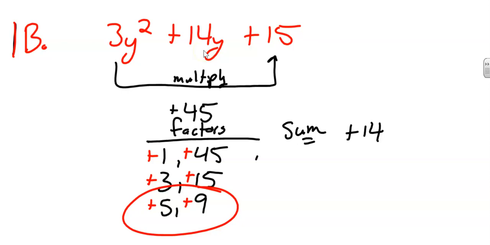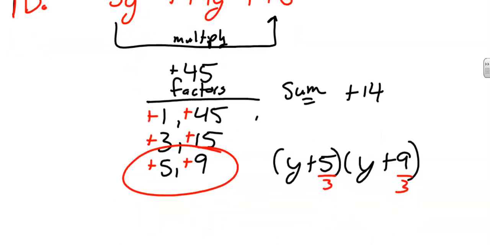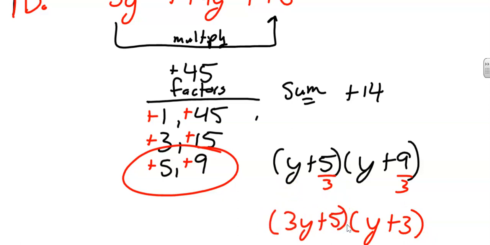But for what we're going to do, we're going to go bottoms up on this thing. We're going to do y plus 5 and y plus 9. And again, because these numbers are too big, because 5 times 9 is 45, we've got to go back now and take all these numbers we've got here and divide by 3 because we multiplied by 3 in the beginning. This simplifies because 9 divided by 3 is 3. Pull the 3 up, and that's 3y plus 5.